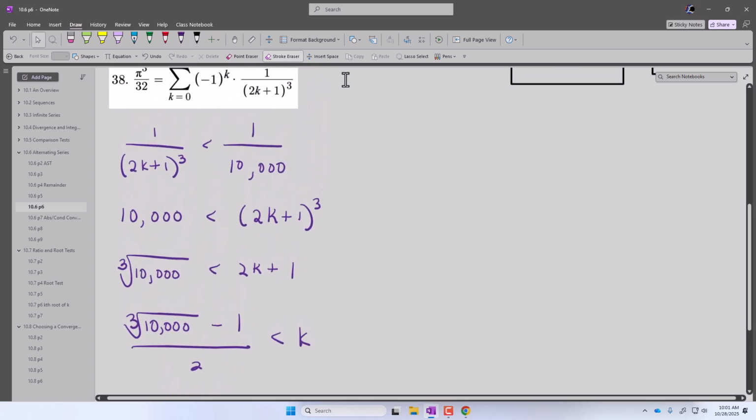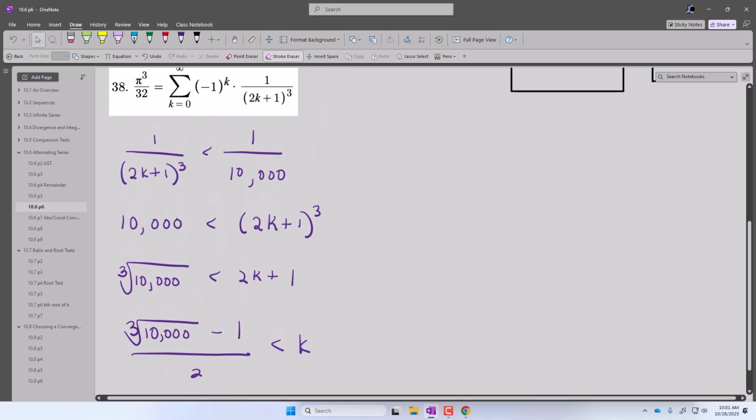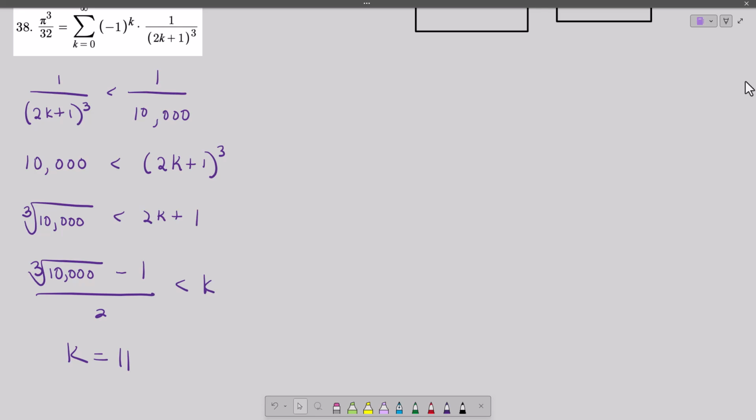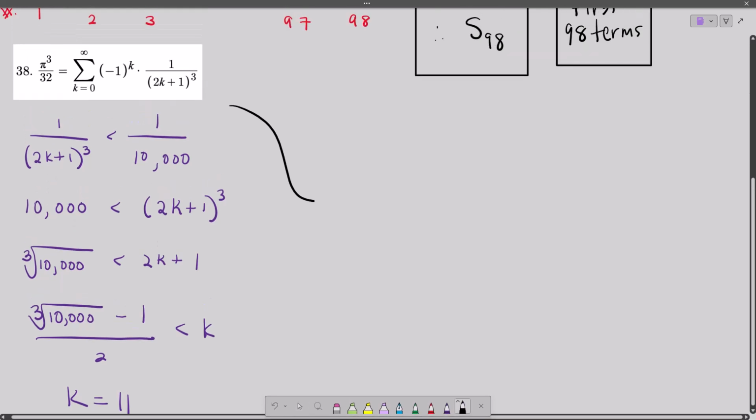So now we know what k has to be. That may or may not correspond to the number of terms. The number of terms may be one less than that, or it may be equal to that. We have to look at the pattern. So let's take a look. We'll write out the series in expanded form.